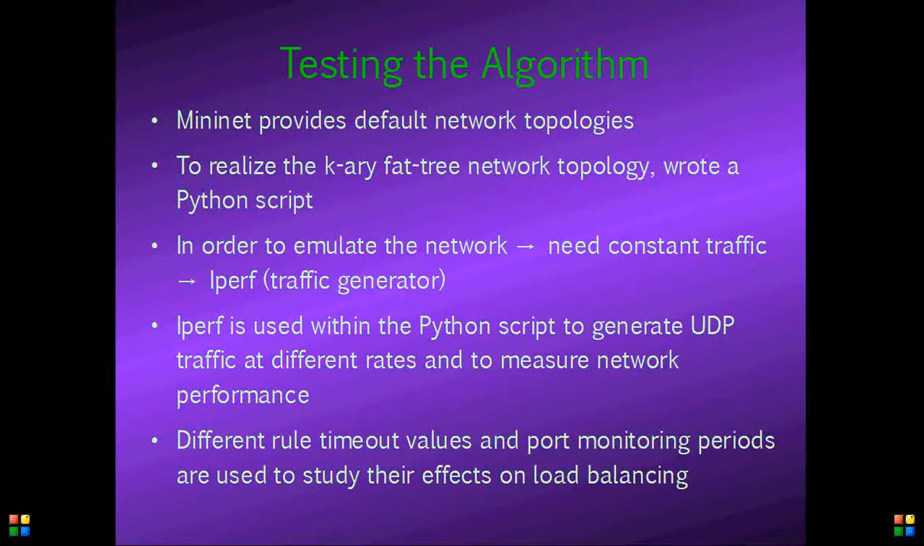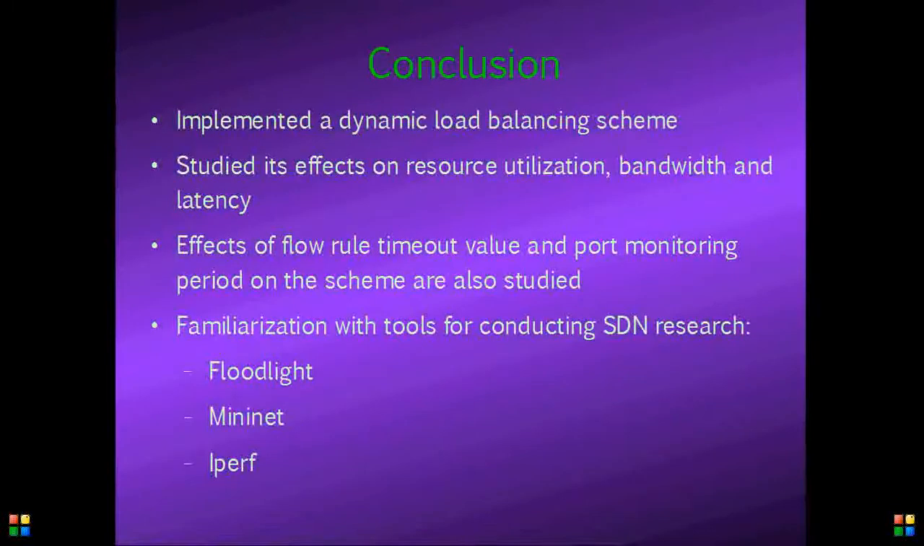So to test the algorithm, as I said, we use Mininet, which provides default network topologies. However, it does not come with our K-array FAT3 network topology. Therefore, we prepare our own custom topology using Python and run it on Mininet. Also, we needed constant traffic to properly test our scenarios, so we used iPerf to generate traffic. iPerf is used within the Python script to generate UDP traffic at different rates and to measure network performance. We also use different timeout values and port monitoring periods and studied their effects on load balancing.